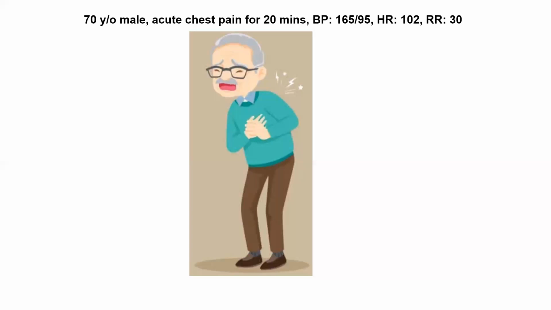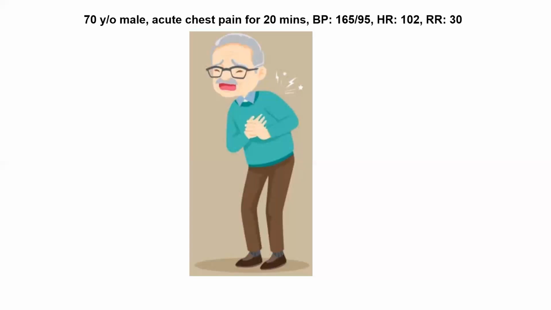Okay, now we can see this. We have a 70-year-old gentleman with acute chest pain for 20 minutes, and we see that the blood pressure, heart rate, and respiratory rate are increased. Based on our experience, if the patient has acute chest pain, the blood pressure, heart rate, and respiratory rate will definitely be increased. Of course, those vital signs might be caused by the pain, and we also see that the patient has acute chest pain for 20 minutes.